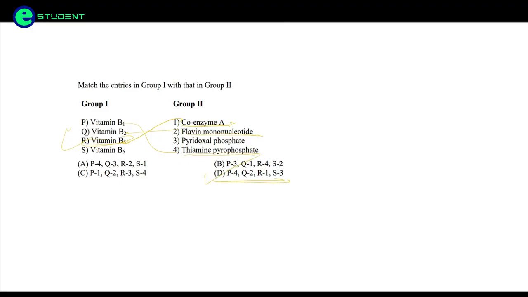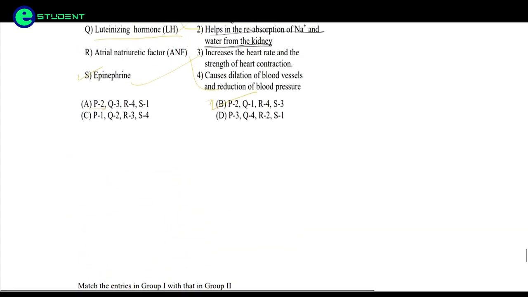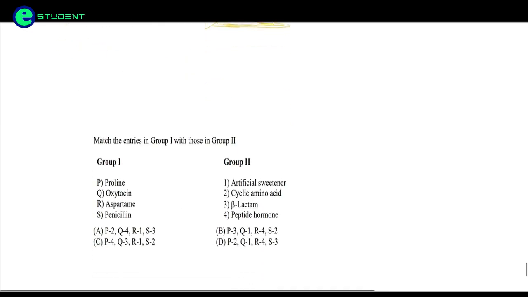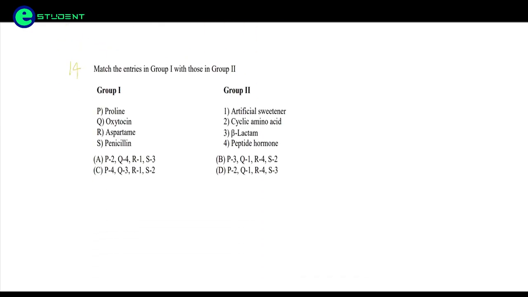Okay, and see, B1 is involved with thiamine pyrophosphate. Vitamin B2 is involved with flavin. Vitamin B5 is involved with coenzyme A. Vitamin B6 is pyridoxal phosphate. So D is the correct option here. This is the 13th question. Coming to the next question, it's the 14th question.